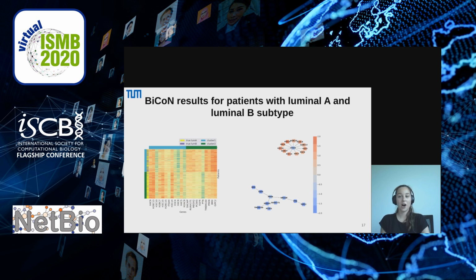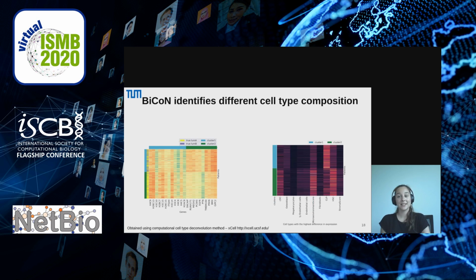Next, we considered only patients that were originally classified as luminal to see if we can further stratify them into subtypes luminal A and luminal B, which are known to be difficult to separate on the level of gene expression. Here's our solution, and as you see, it does not completely agree with the PAM50 classes, but it actually agrees with something else. And the something else is the difference in cell type composition.